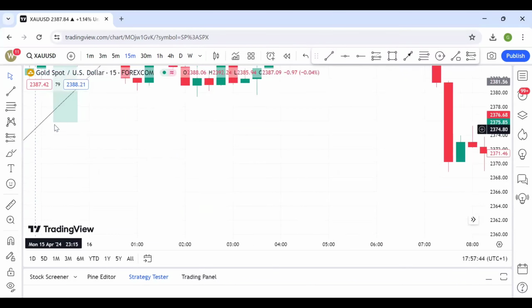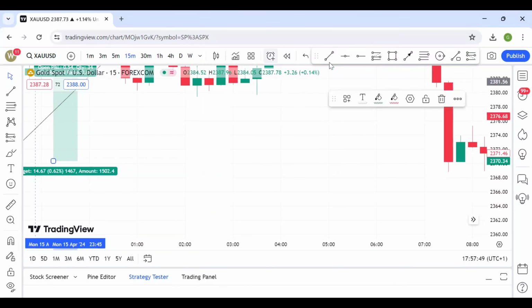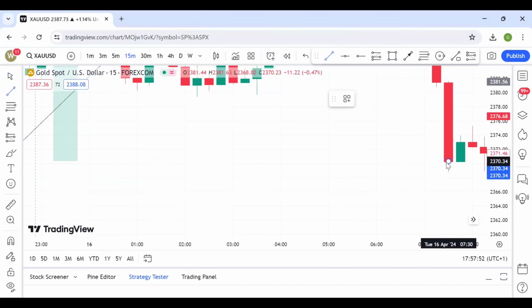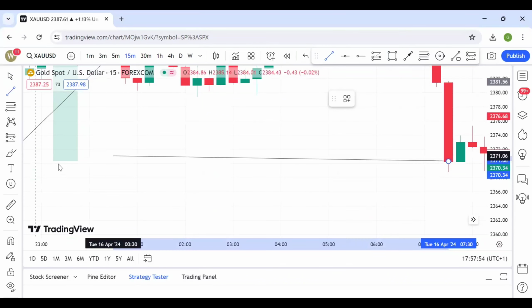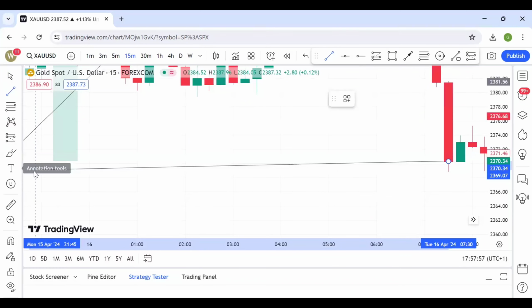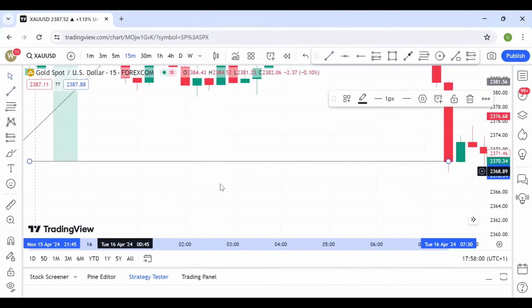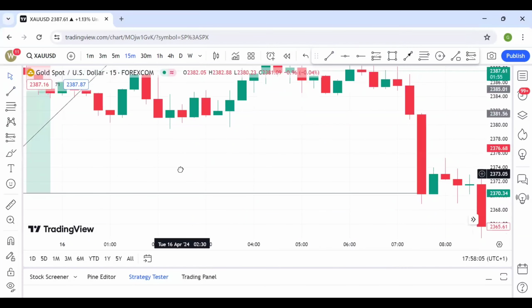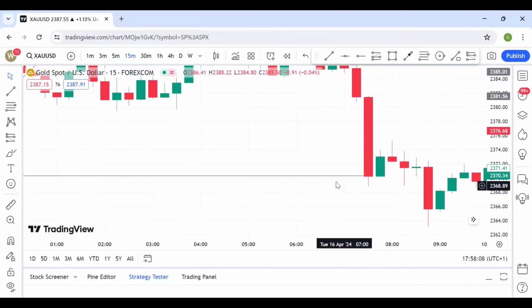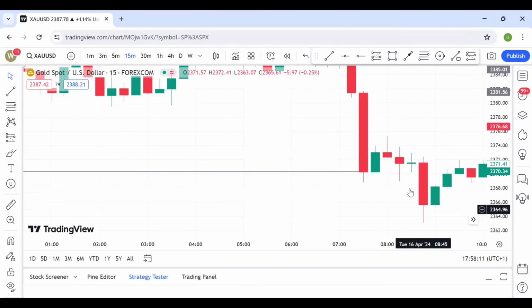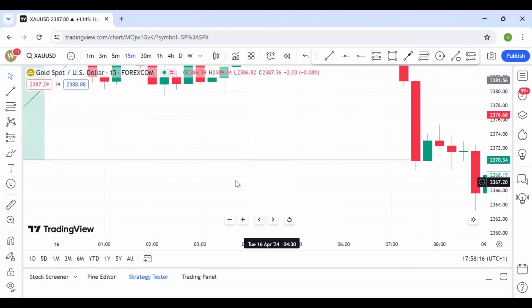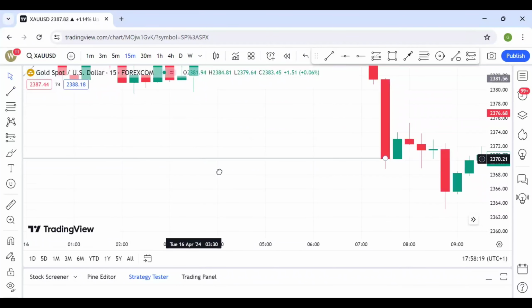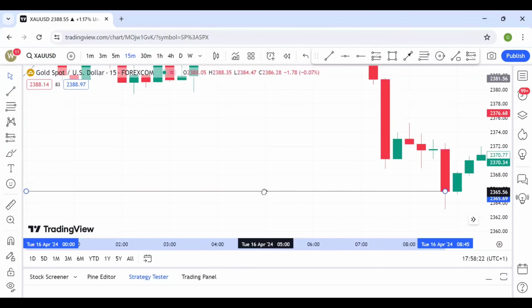Let me draw my line from there. You can see the market started coming down to that place, or you can decide to even use this one, because this is the last drop of that downtrend. So let's use that one. Let's say you have patience to take profit.